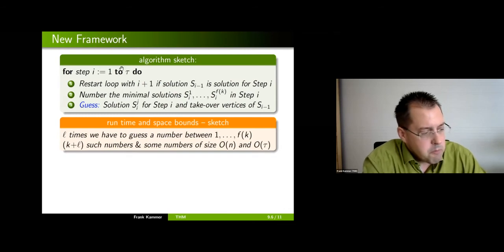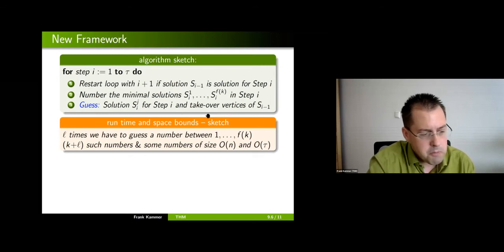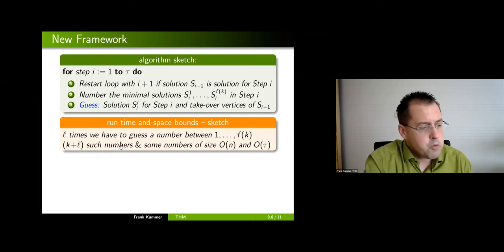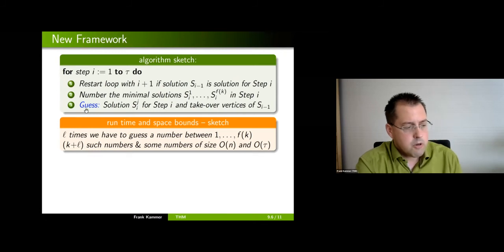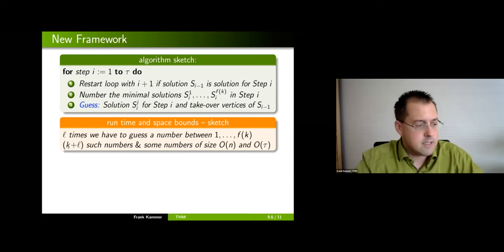For the algorithm above, what are the runtime and the space bounds? L times we have to do these guesses: guess which minimal solution you have to take and which of the vertices are taken over, but this is bounded by some function f of k. And what do we have to store? To do the iteration, we have to store which guesses we have already made, to do the next guess and the next guess.